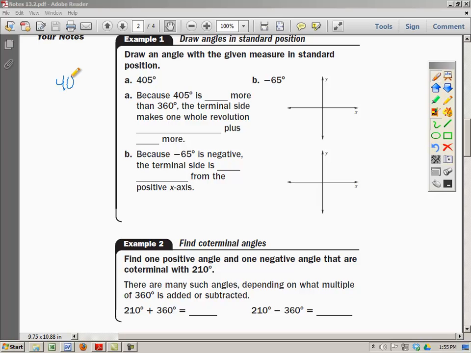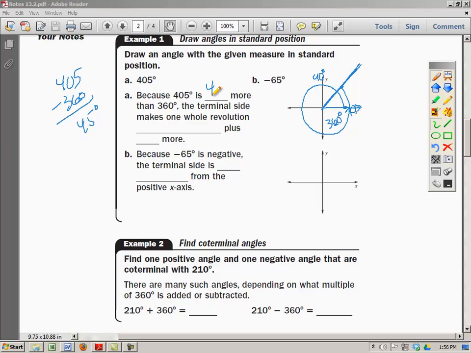So if I take 405 and subtract a full rotation from that, that tells me that that's the same thing as 45 degrees. All right? So basically what we're saying is start here with our initial side on the positive x-axis and go one full rotation around. Well, that's 360 degrees. And then I have to go another 45 degrees, which as you know is halfway between 0 and 90 degrees, right? So that right there would be a 405 degree angle.